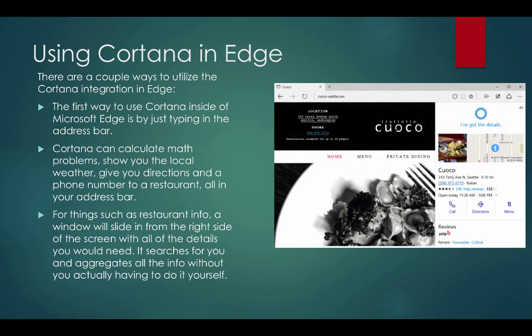Using Cortana in Edge, if you look at the screenshot on your right, this is one way of using Cortana in Edge. You can just type in the address bar, and if you notice up in this area right here, that is a symbol showing that Cortana is being used. Whenever you type something and click that, Cortana will tell you that she can basically handle it for you. So you've got directions, a phone number, the hours they're open, anything that you would need for this restaurant.